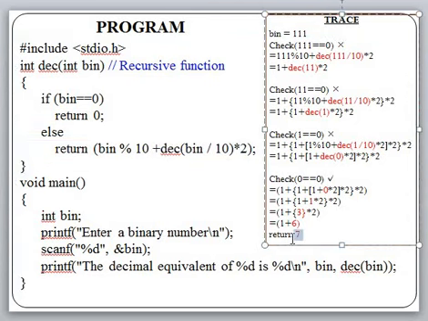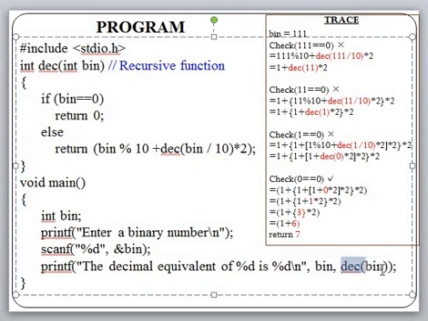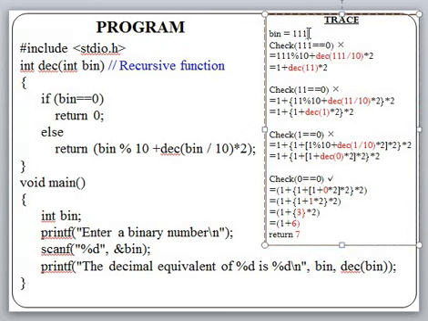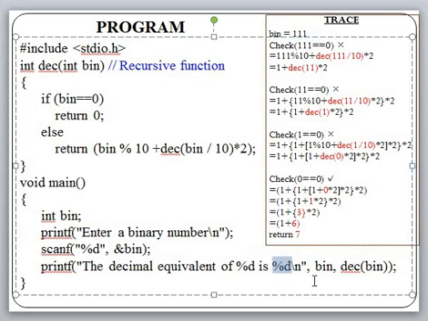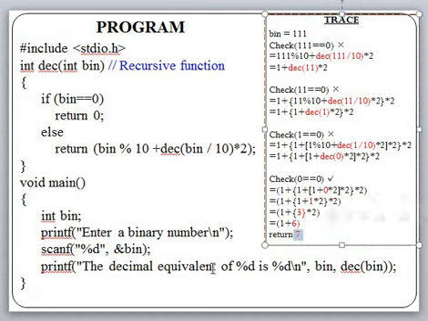So 7 will be kept here because of this function call. Then you can see that the decimal equivalent of percentage d is bin, that is 111. The input of this program is 111, and the output is percentage d. This percentage d belongs to DEC of bin, so the result will become 7. So it will print: the decimal equivalent of 111 is 7. So this is the logic.